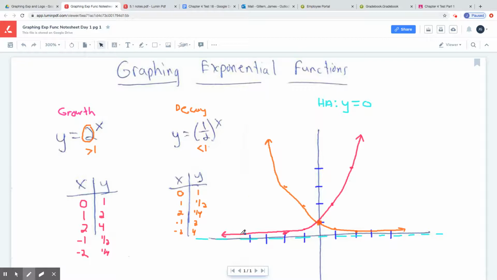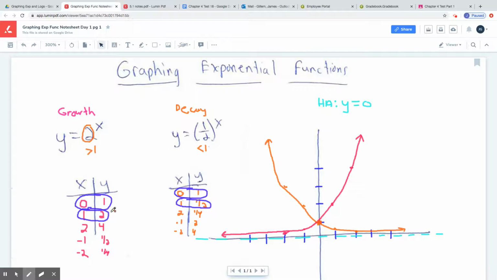All right, so this is the basic shape. Now, when we graph, we're only going to have to graph 2 points. If you notice, 0, 1 is in both of them. That is always going to be our first point. We're always going to use 0, 1 as a reference. Then the second point here, 1 comma 2 and 1 comma 1/2.